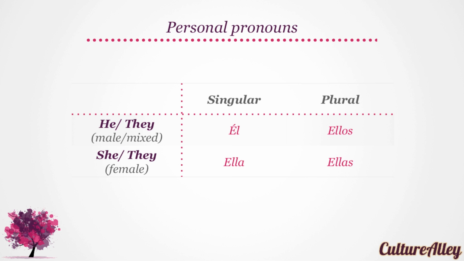Very good. Moving on, he translates to él, and its plural form they, when referring to a male or mixed gender group, translates to ellos. Can you try that? Él for singular, male, and ellos for plural, male or mixed group. She translates to ella, and its plural form, they, when referring to a group of females, translates to ellas. Can you try that? Ella for singular, female, and ellas for plural, female.